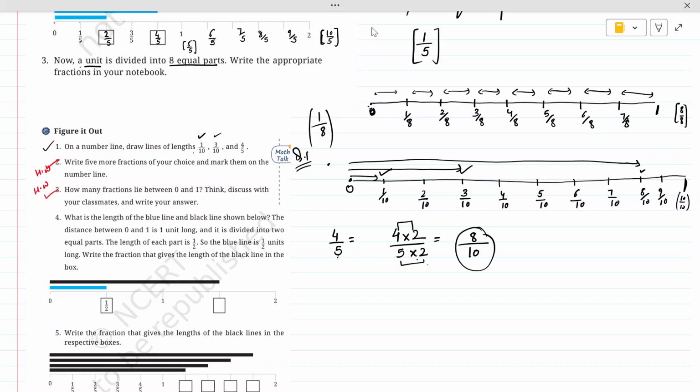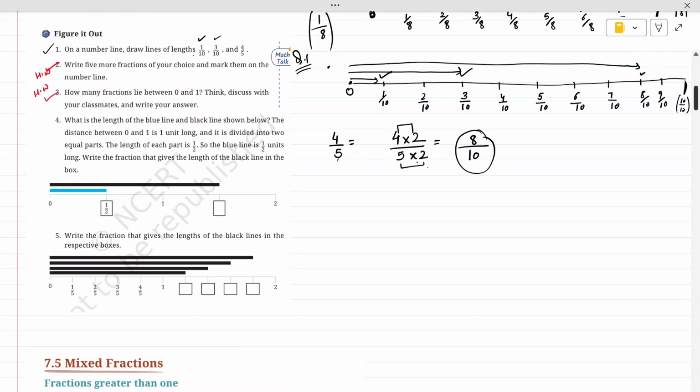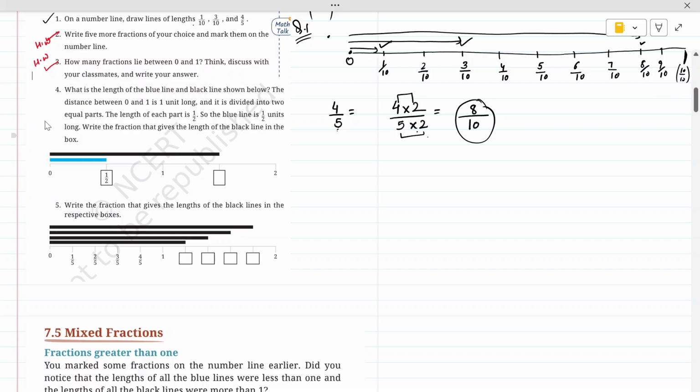Now, let's come to question number 4 here. And let me move it little down. Yeah. What is the length of the blue line and black line shown below? The distance between 0 and 1 is 1 unit long and it is divided into 2 equal parts. Okay. The length of each part is 1 by 2. So the blue line is 1 by 2 units long. Now, write the fraction that give the length of the black line in the box.